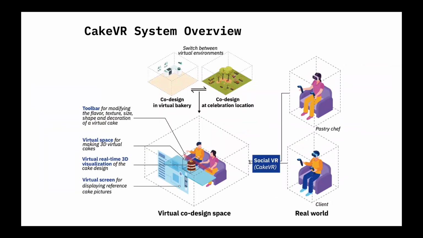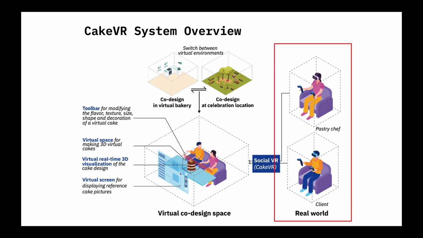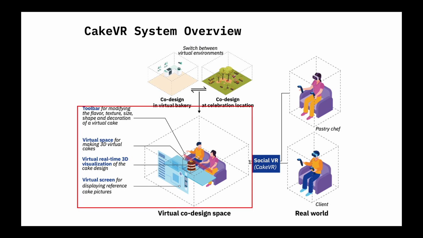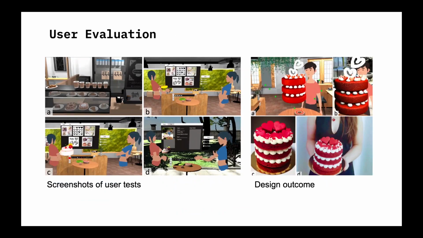This picture provides an overview of the CakeVR system. A pastry chef and a client can remotely join the virtual co-design session by wearing a head-mounted display. The virtual co-design space can switch between the virtual bakery and a celebration location. In addition, CakeVR has a graphical interface to guide cake co-design and enable VR users to see what they design in real time. We implemented a mid-fidelity prototype in Unity based on the storyboard.